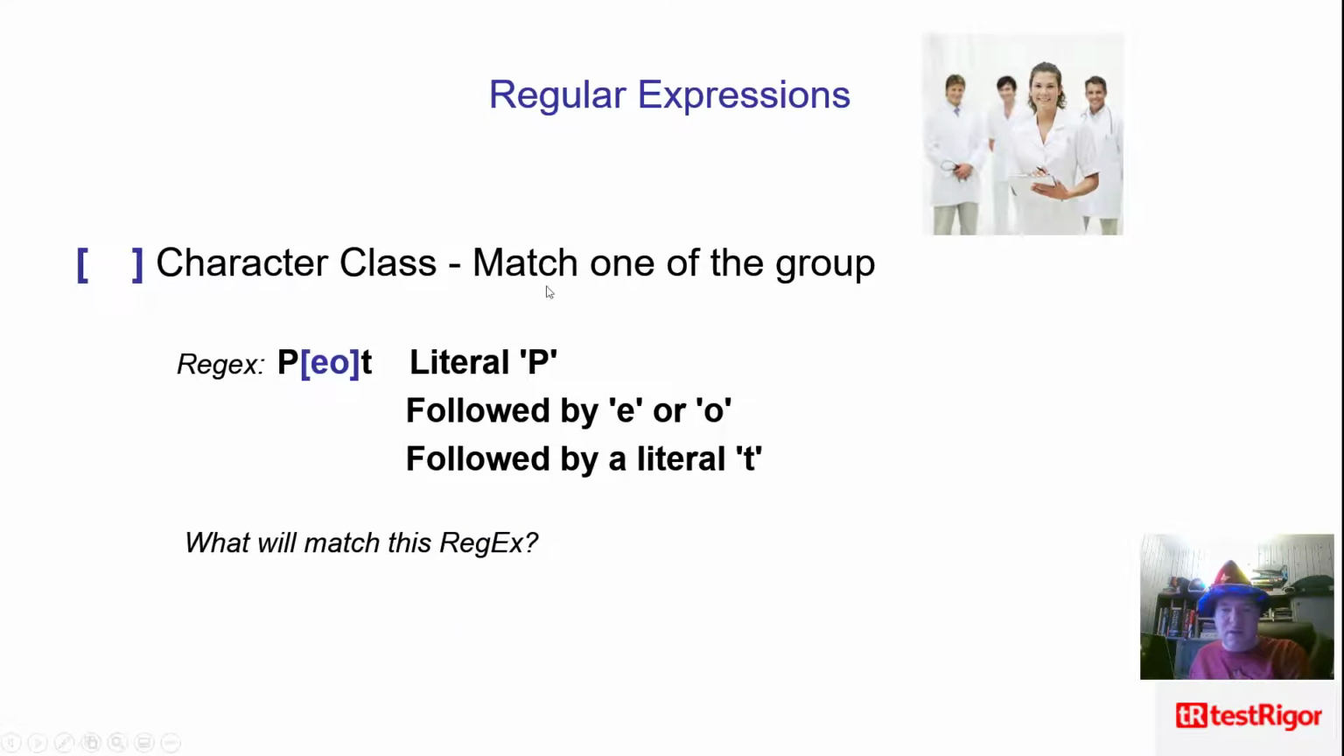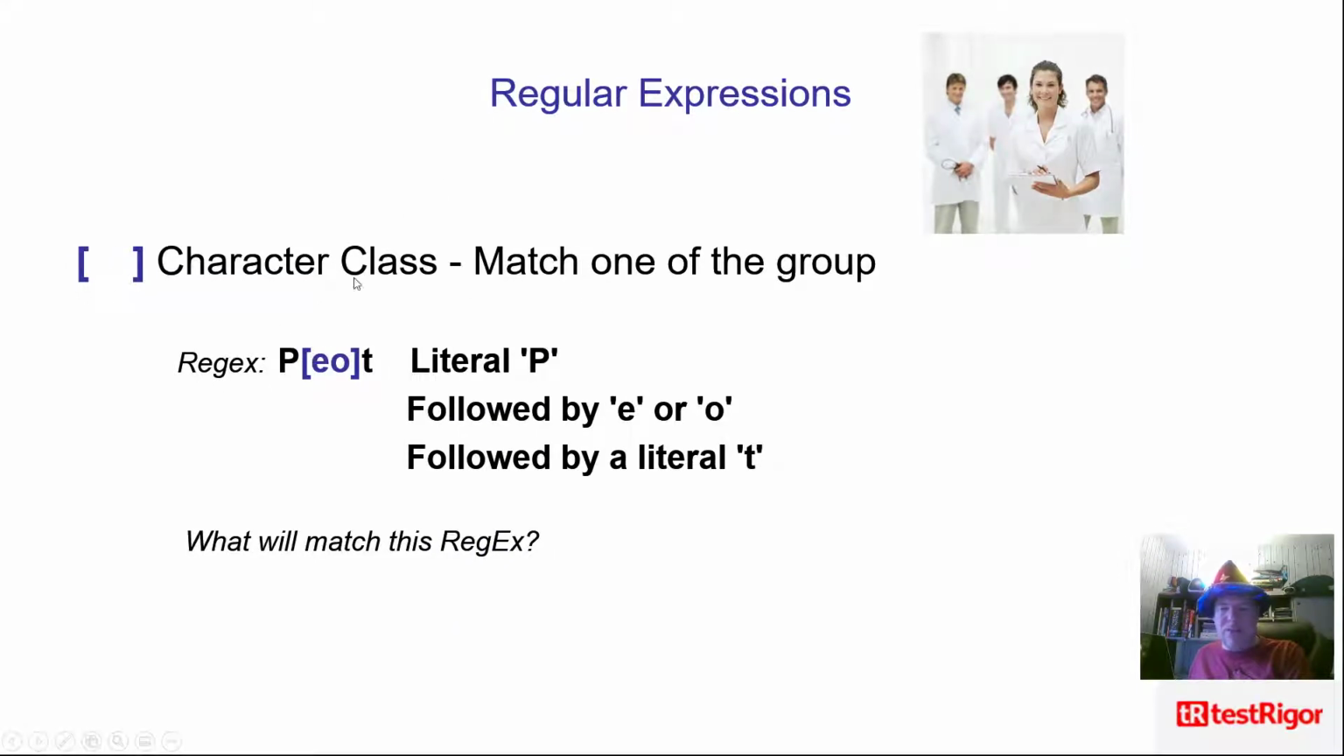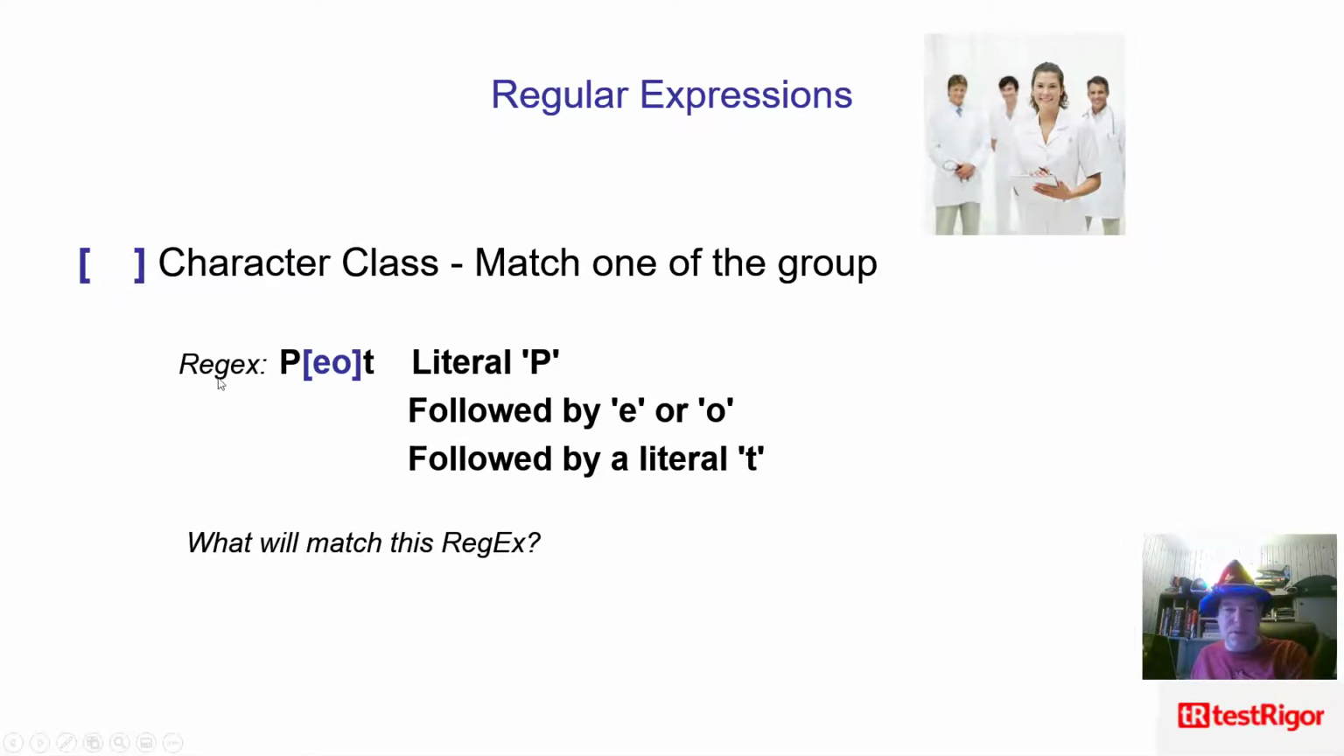All right, character classes, you match one of the group. And think about this like a doctor's office, right? If your doctor is golfing, there are other doctors you can choose, right? That's the way we think about it. This is a doctor's office. These are all the doctors. I could have E, I could have O. I don't need two doctors talking to me. I just need one of them. Either one will do. So here is our example.